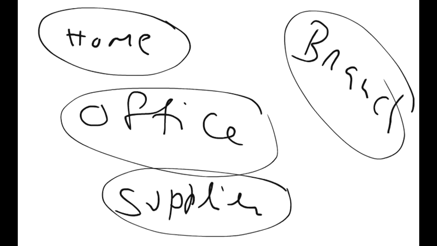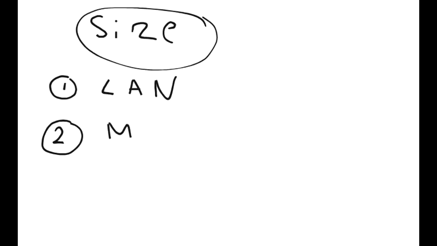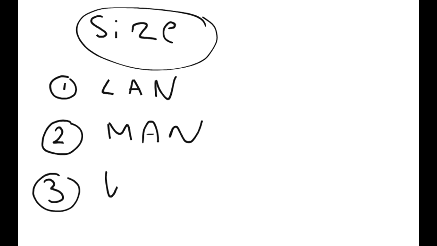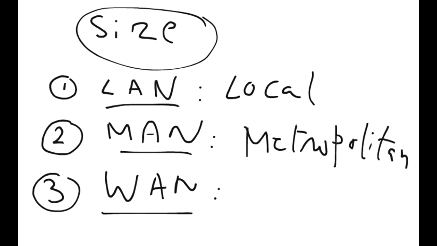But one very easy way to classify computer networks is according to the size of the network. According to this classification, we can classify computer networks into three different networks based on their sizes. Number one is LAN, number two is MAN, and number three is WAN. LAN is the smallest, and it is known as local area network. Then comes the MAN, and I am talking about the MAN in computer terms, which means metropolitan area network. And number three, we have got wide area network.